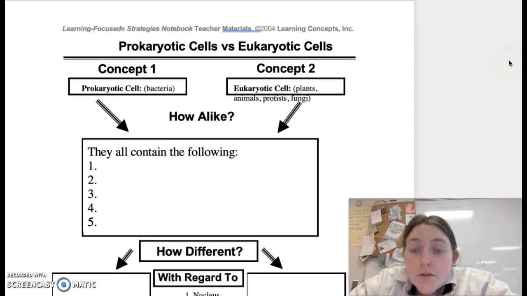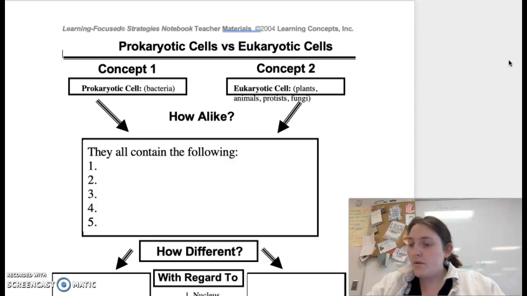Hello! So for today we are going to be talking about the different types of cells and how they're alike and how they're different. So if you would please kindly go to page 21 in your notes.